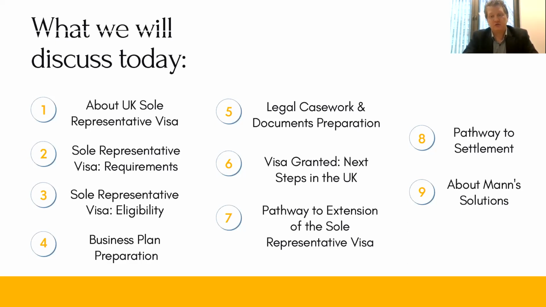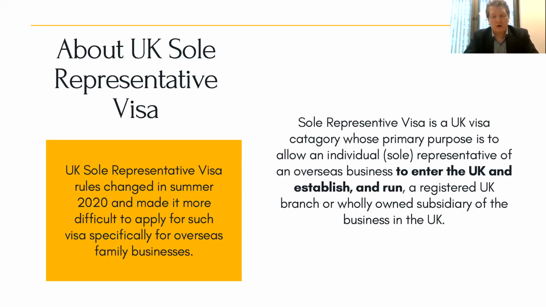The initial point to start is the sole representative visa. Sole representative visa is a specific category of visa with the main purpose of opening a branch or subsidiary of an overseas company in the UK. It could be a registered branch, which does not happen very often. In most cases, it's a registered wholly owned subsidiary of the overseas business in the UK.